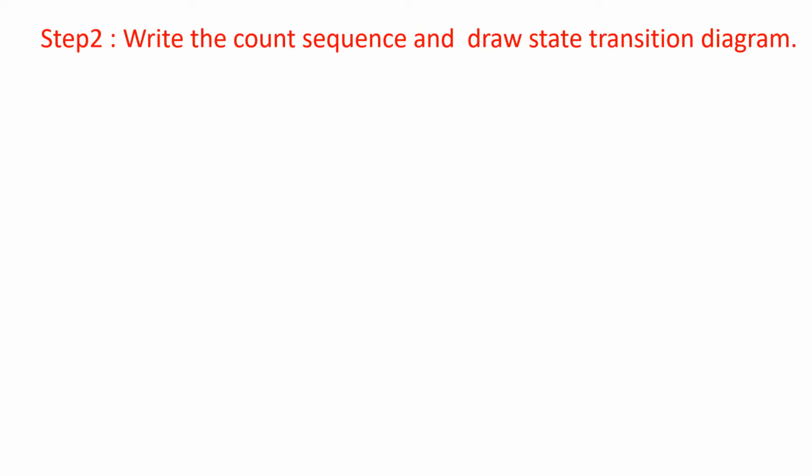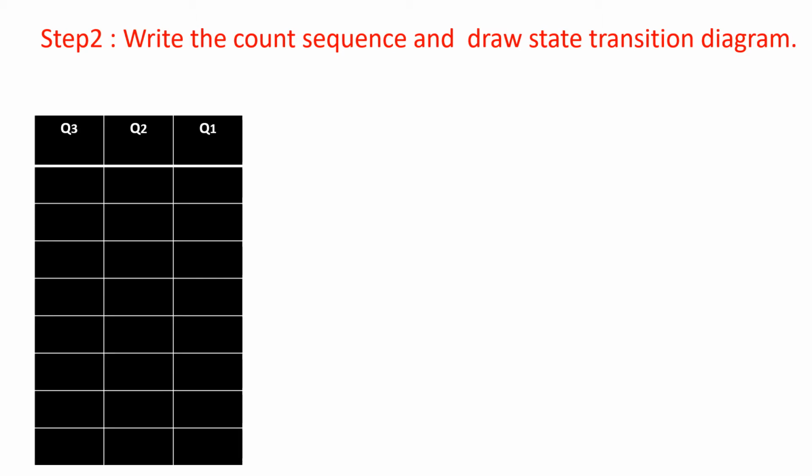Now we will see step 2. It says write the count sequence and draw state transition diagram. Now we are going to use 3 flip-flops for the counter, so we are going to have 3 outputs. In this table, column headings are given as Q3, Q2, Q1, which indicate the output of each flip-flop. Since we are designing up counter, that means counter will be counting in the upward direction. The count sequence of the counter is shown in the table.